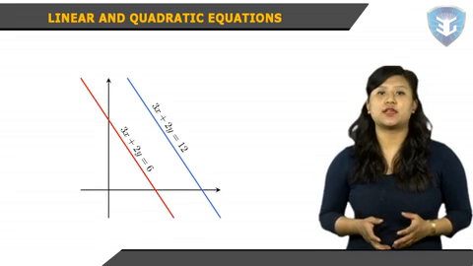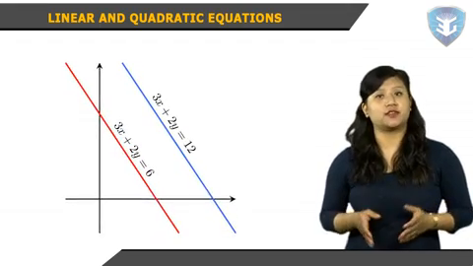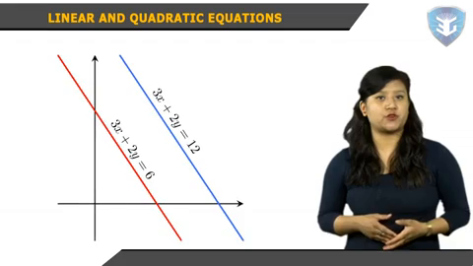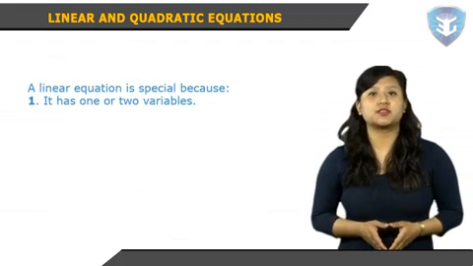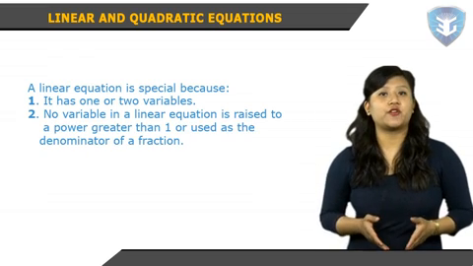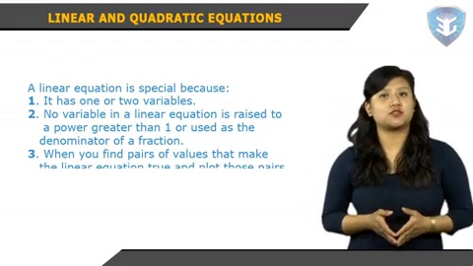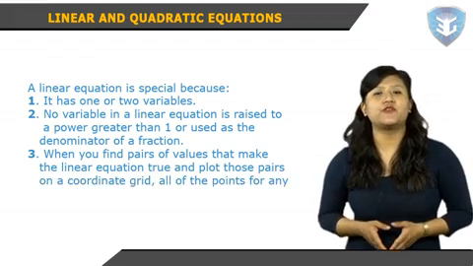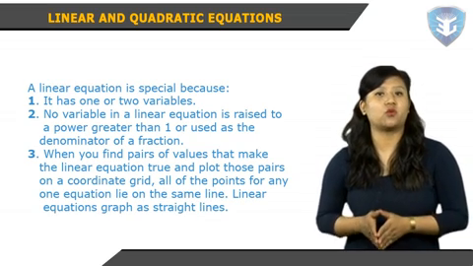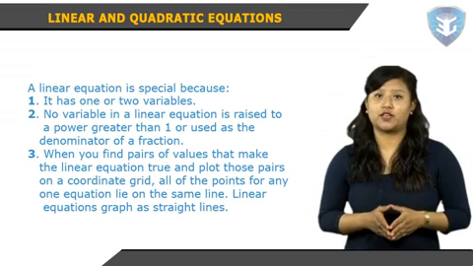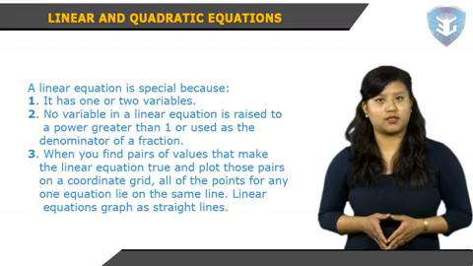Let's start with the concept of linear and quadratic equations. A linear equation looks like any other equation. It is made up of two expressions set equal to each other. A linear equation is special because it has one or two variables. No variable in a linear equation is raised to a power greater than 1 or used as the denominator of a fraction. When you find pairs of values that make the linear equation true and plot those pairs on a coordinate grid, all of the points for any one equation lie on the same line. Linear equations graph as straight lines.